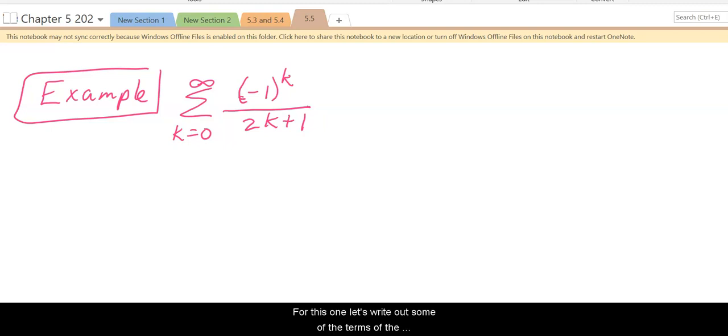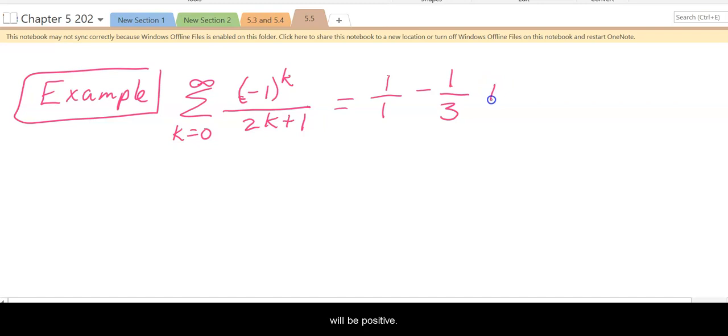For this one, let's write out some of the terms of the series so we can get a handle on what the remainder actually means. When k is 0, (-1)^0 is 1, which means the first term in the series or the sequence is going to be positive. Writing out the terms, I get 1 divided by 1, which means that the first term is 1. Now I let k be 1, which is going to give me a negative value, 1 over 3. 2 times 1 is 2, plus 1 is 3.